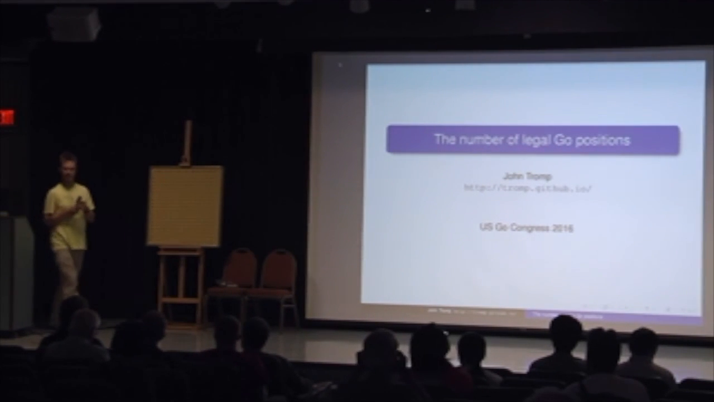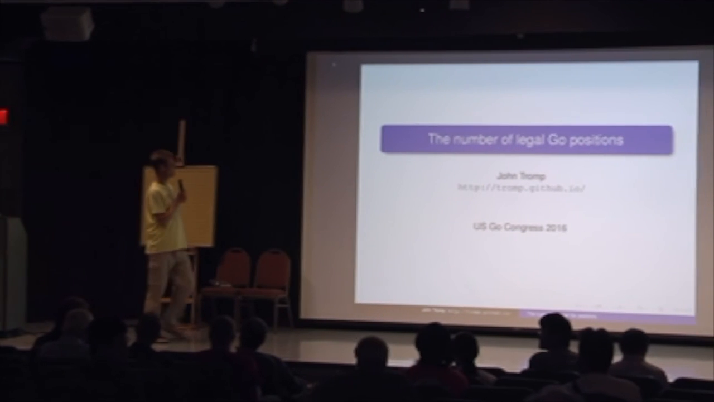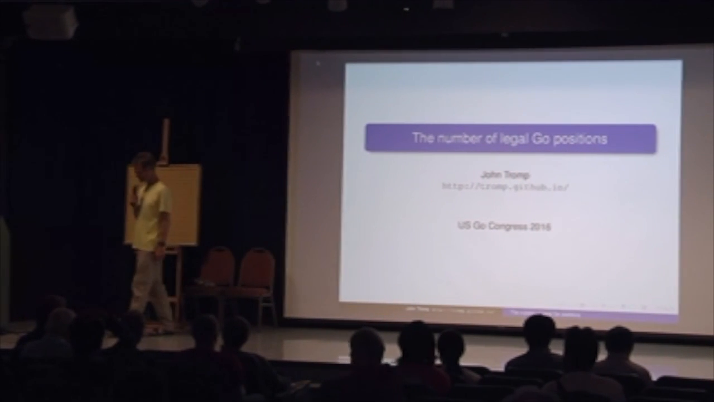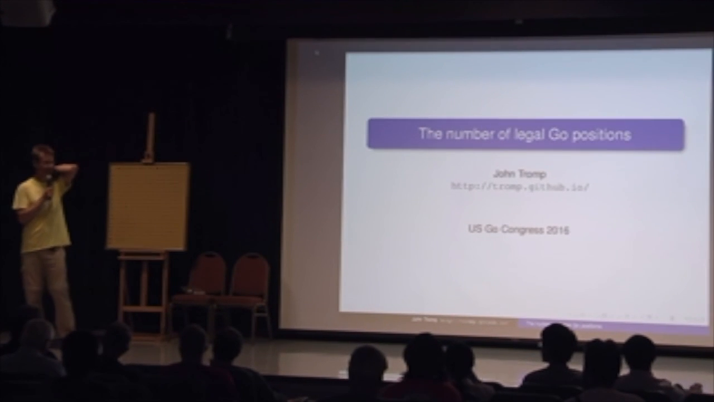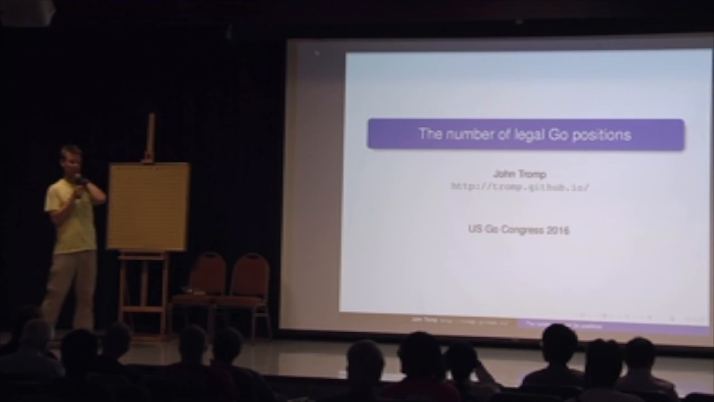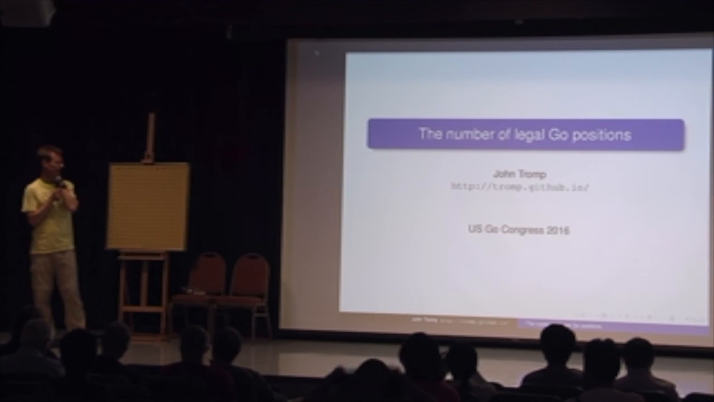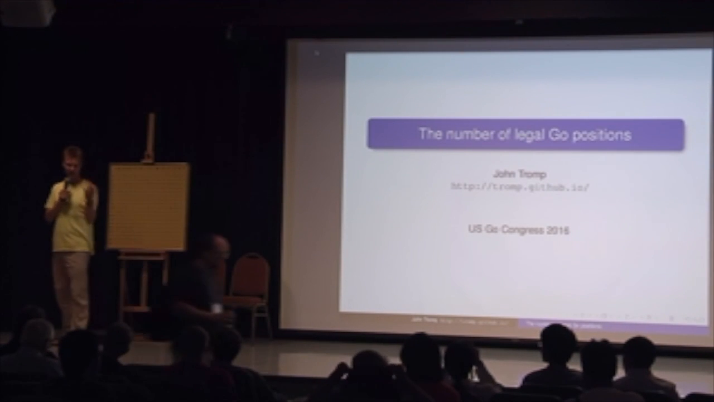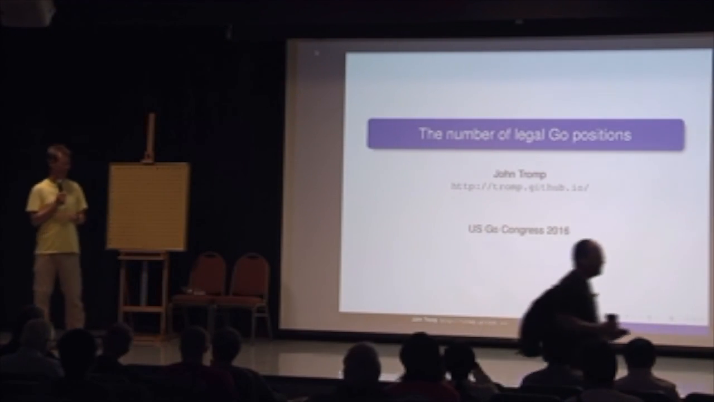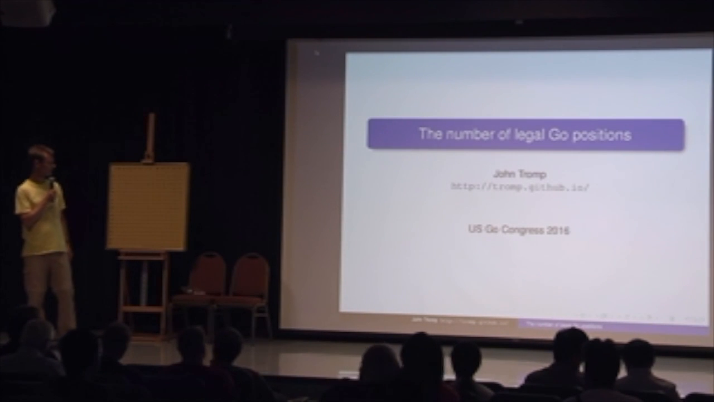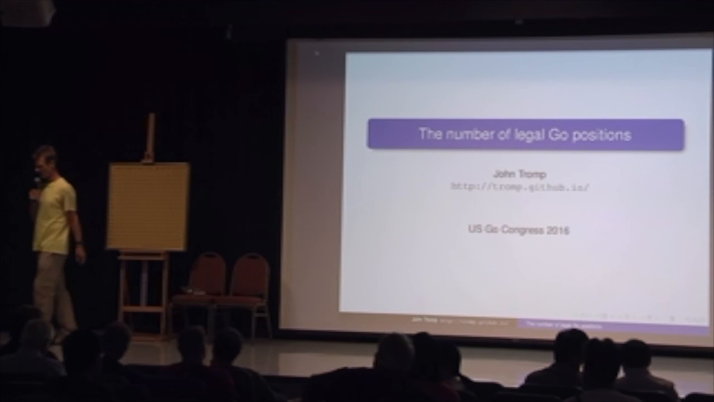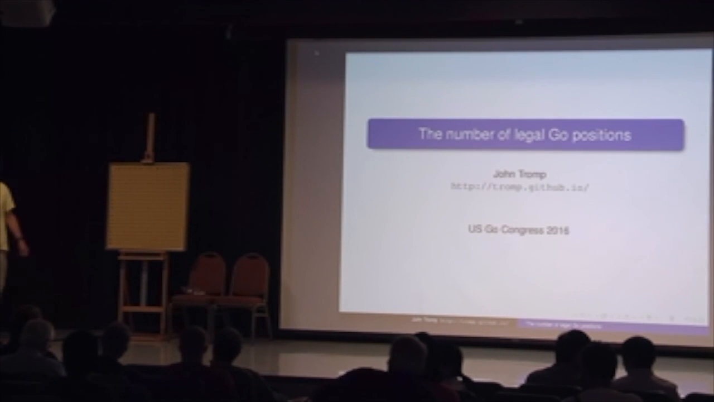Hello. Okay. So my name is John Tromp. I am a theoretical computer scientist. I got my PhD in 1993 at the University of Amsterdam. About 10 years ago, I left academia to work in finance, but I kept on doing Go research as a hobby. And now I'm able to present one of the fruits of that.